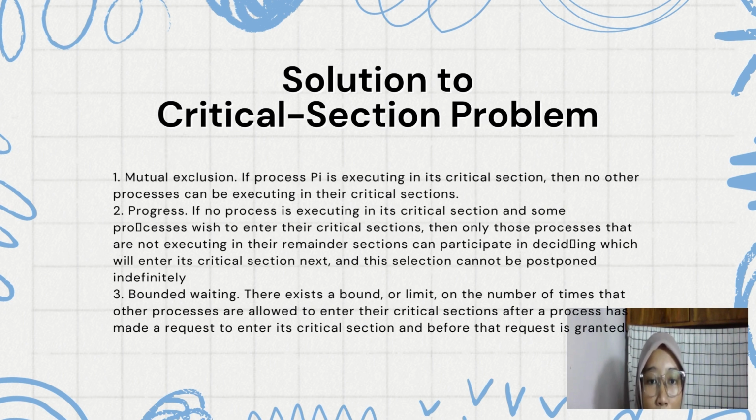Number 3, bounded waiting. There exists a bound or limit on the number of times that other processes are allowed to enter their critical sections after a process has made a request to enter its critical section and before that request is granted.